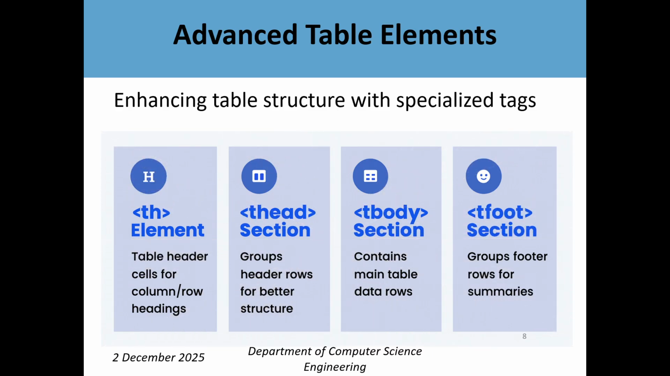These tags are used to separate the different sections of a table. The thead tag is used for the heading part, the tbody for the main data, and the tfoot is used for the total. This type of structure is called semantic structure because it gives meaning to each part of the table.